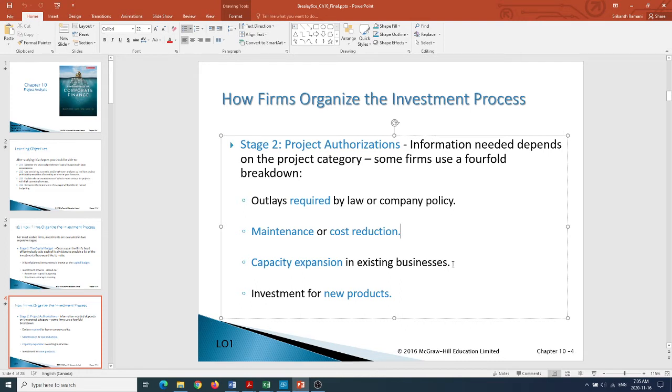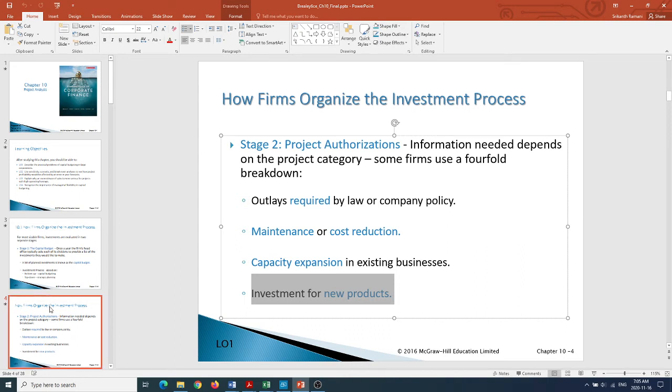So the third part is the capacity expansion. Firms typically try to add more capacity to the existing business before they invest in new products, especially if there's a demand for capacity expansion. And the last part is investment in new products. This is the most strategic decision, and these decisions tend to come more from the top down rather than the bottom up.